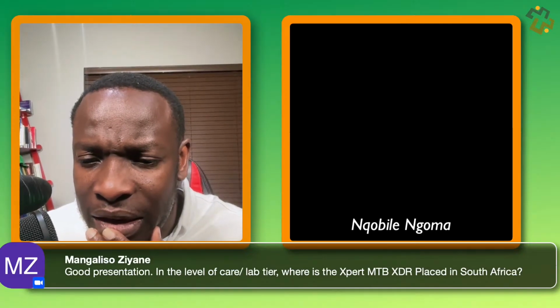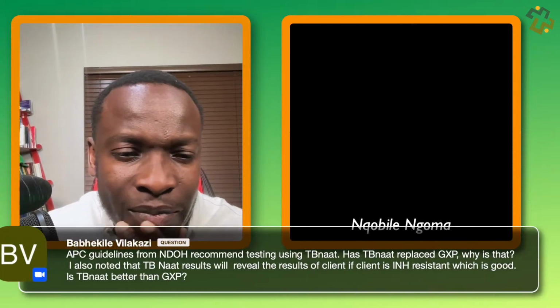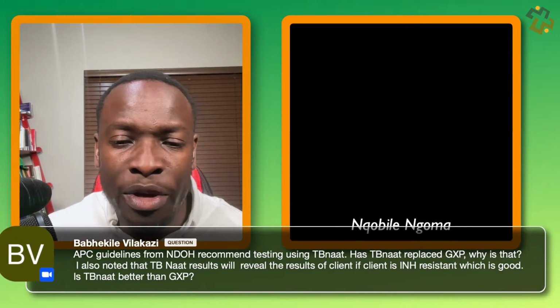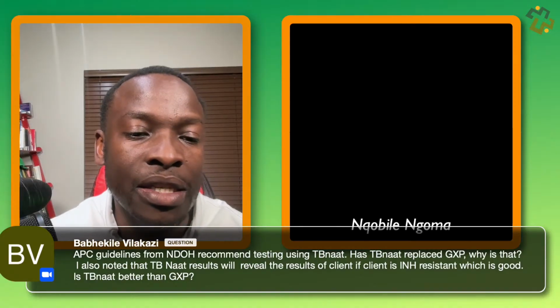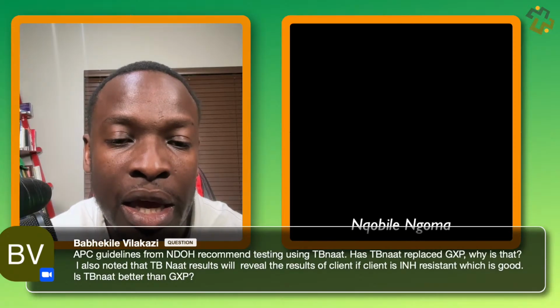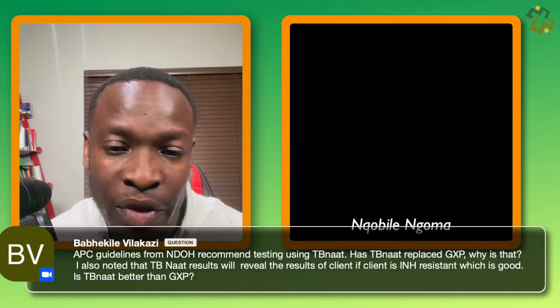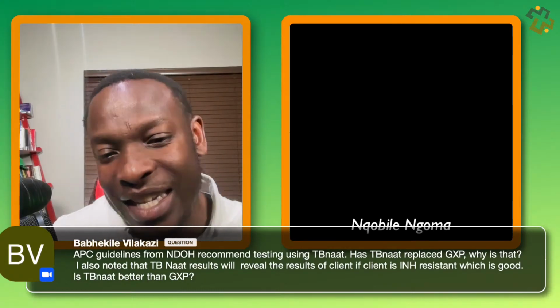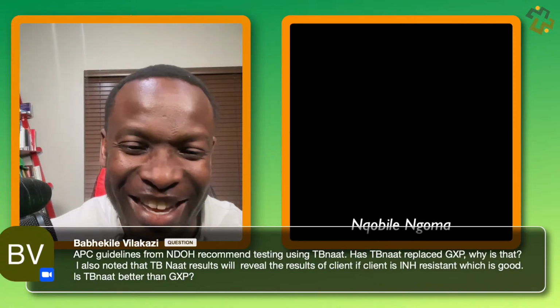Let me see. I think because I was talking, I missed. Someone was talking about TB NAT versus GeneXpert. Babekile says that in the adult primary care guidelines from government, the recommendation is to use TB NAT, right? Has TB NAT replaced GeneXpert? I hope he can see the confusion.